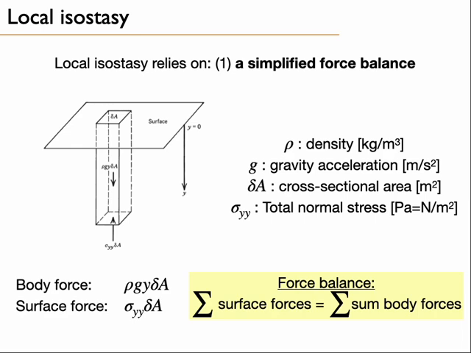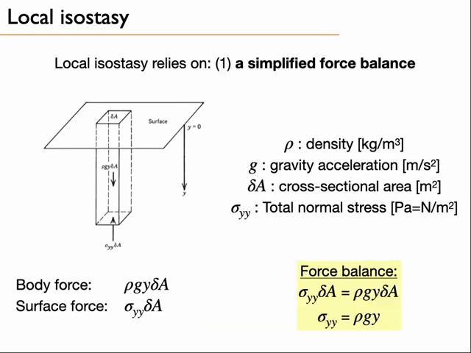Now we're going to make a force balance. So the sum of the surface forces will balance out the sum of the body forces here. On one side of the equation we put the surface force, sigma yy times delta A. On the right hand side we put the body force, rho g y delta A. And you can already simplify this equation by crossing out delta A, and you obtain the expression sigma yy is equal to rho g y.